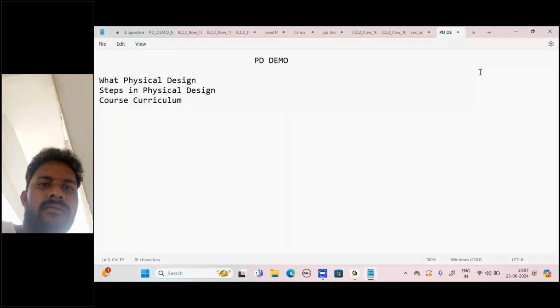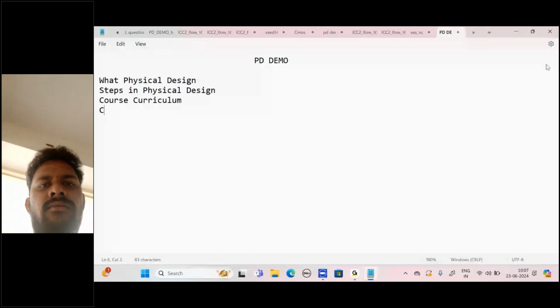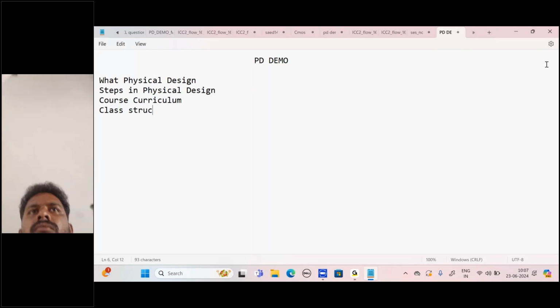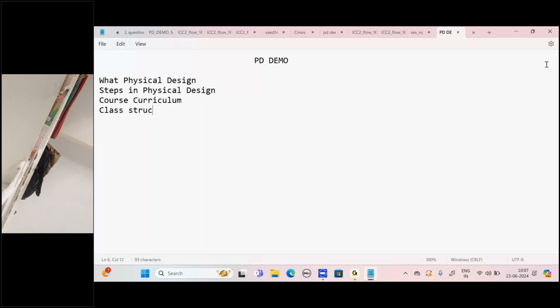Right. Next we are going to see about the class structure, like how your classes are going to be conducted, online mode or offline mode, how it is conducted, right? So class structure. So this is what we are going to see. These four things we are going to see in this physical design demo, and later your queries. If you have any queries, right? So we will see about that.